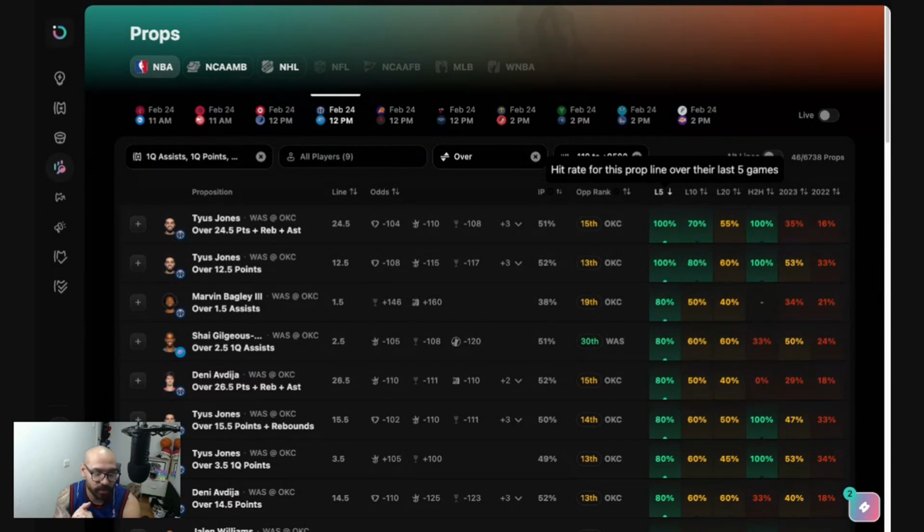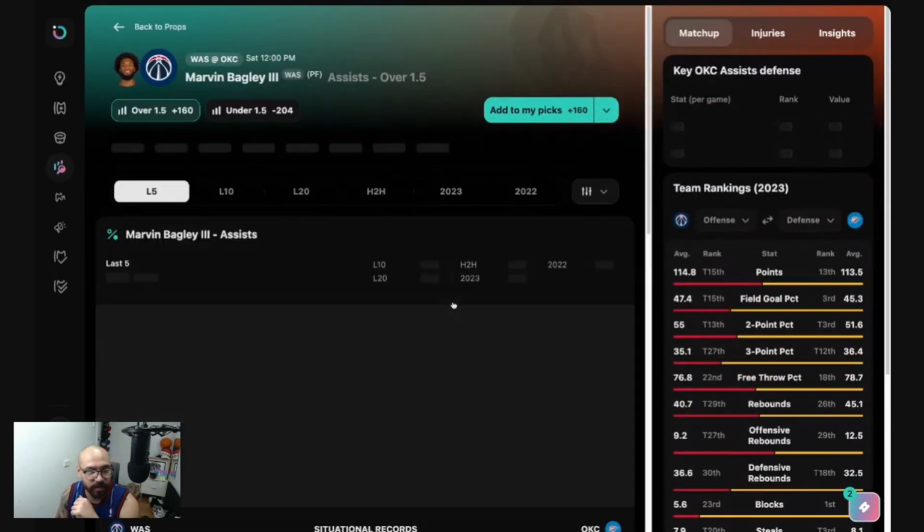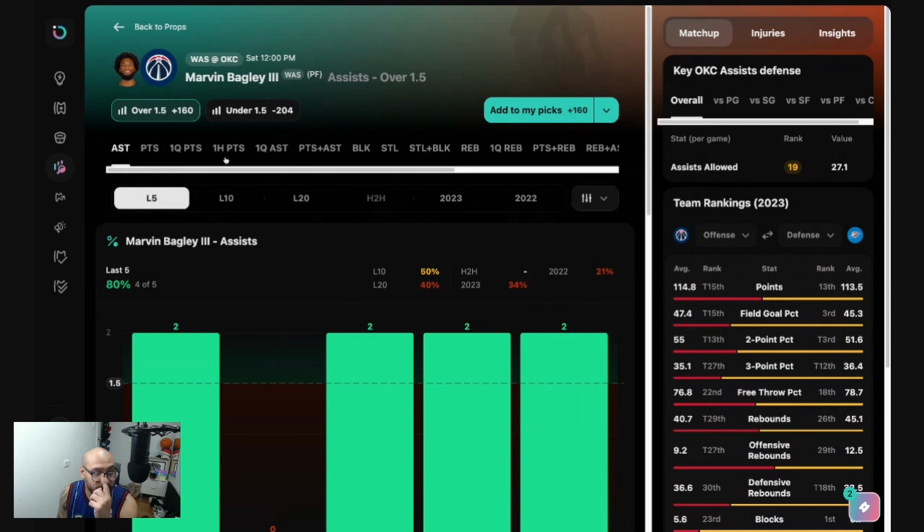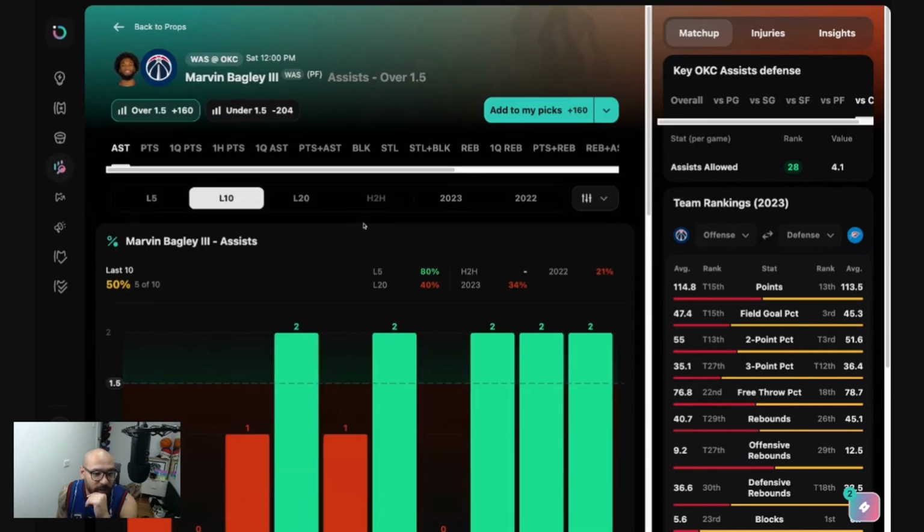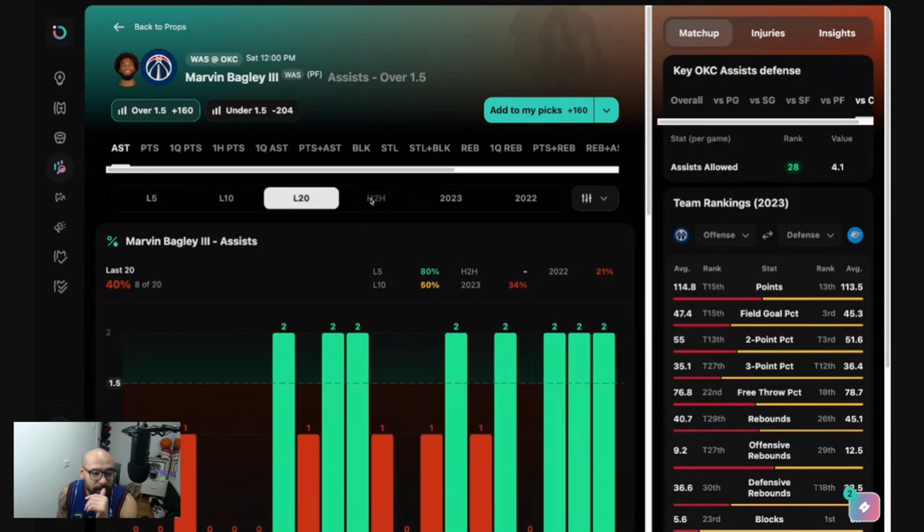So we know Tyus Jones is there. Marvin Bagley to get 1.5 assists. Oh, this is a very juicy play. Plus 160. So he's hit this in 4 out of his last 5. The matchup is pretty good. The Thunder allow the 3rd most assists to centers. 4 out of his last 5, but only 5 out of his last 10. Doesn't have a head-to-head matchup to call out.